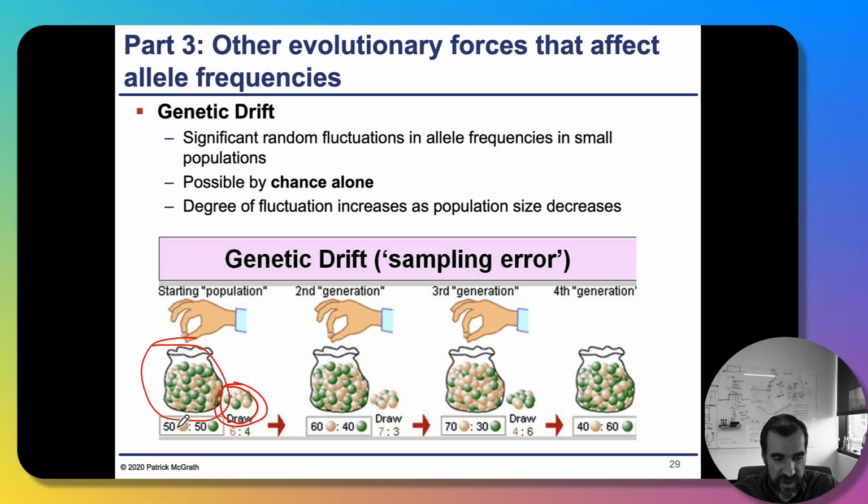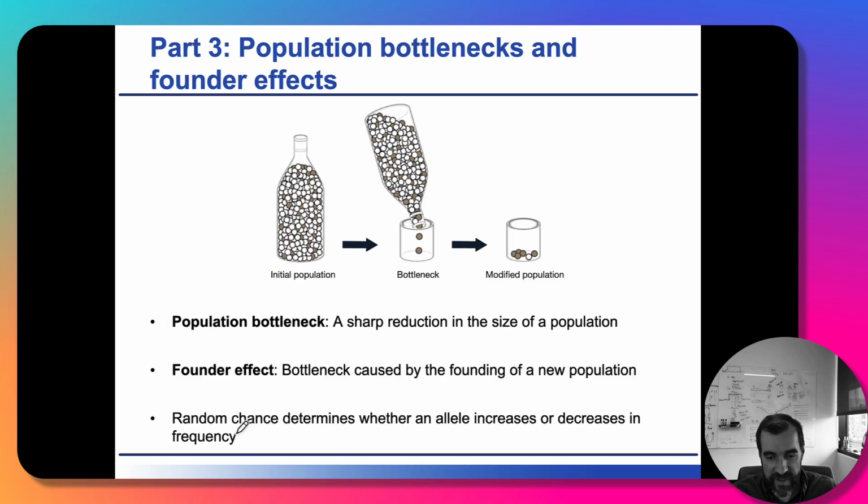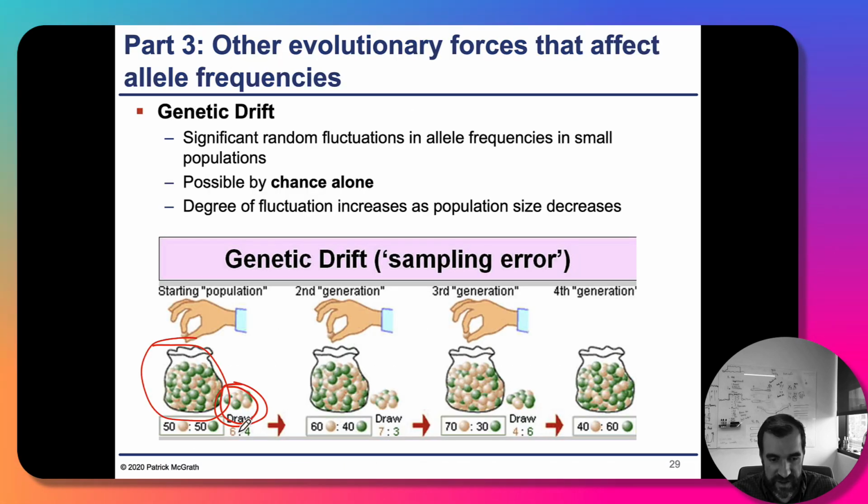And so even if the original frequency was 50-50, just by chance, there's a very high likelihood that it's not going to end up exactly 50-50. It might end up like 60-40. And this change in frequency is permanent. Changing from 50-50 to 60-40, you're not going to go back to 50-50. There's no pressure to go back to 50-50. This is just like a new starting point.